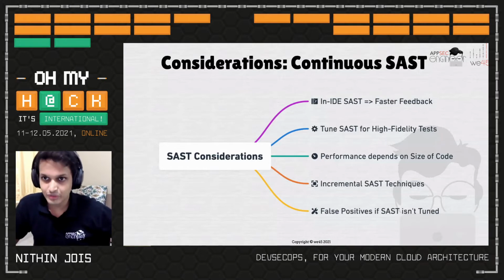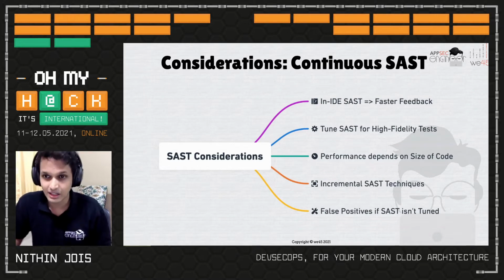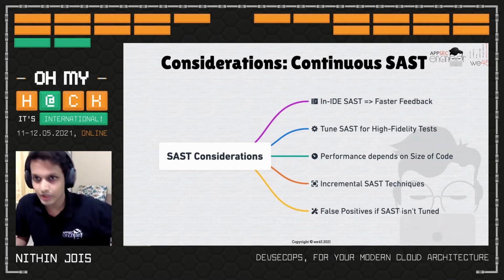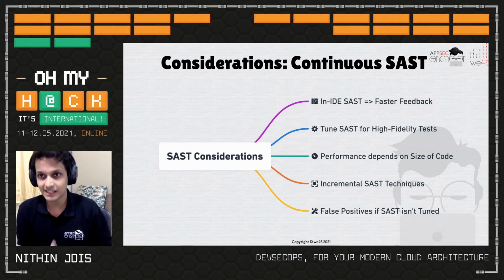So for example, if you're not using something like a SQL database, it probably does not make much sense to go ahead and look for something like SQL injection, right? So go ahead and remove that. That's a fairly basic example, but I'm sure you get what I'm talking about. And you also want to start using incremental SAST techniques, right?